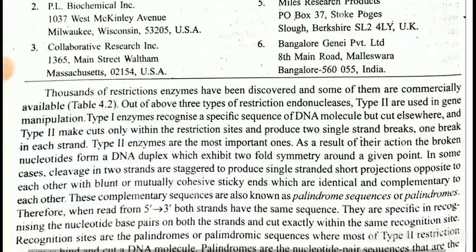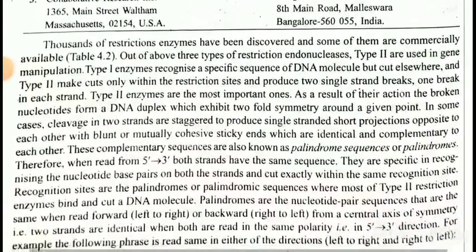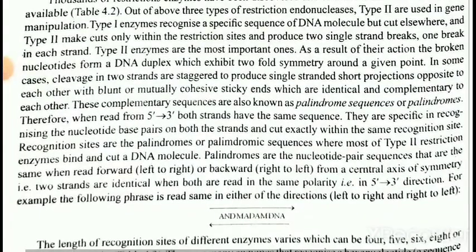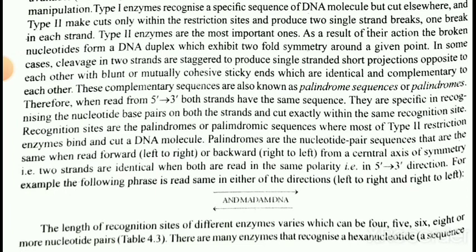Table 4.2. Out of the above three types of restriction endonucleases, type II are used in gene manipulation. Type 1 enzymes recognize a specific sequence of DNA molecule but cut elsewhere, and type 2 make cuts only within the restriction sites and produce two single-strand breaks, one break in each strand. Type 2 enzymes are the most important ones. As a result of their action, the broken nucleotides form a DNA duplex which exhibits 2-fold symmetry around a given point. In some cases, cleavage in the two strands is staggered to produce single-stranded short projections opposite to each other, with blunt or mutually cohesive sticky ends which are identical and complementary to each other.